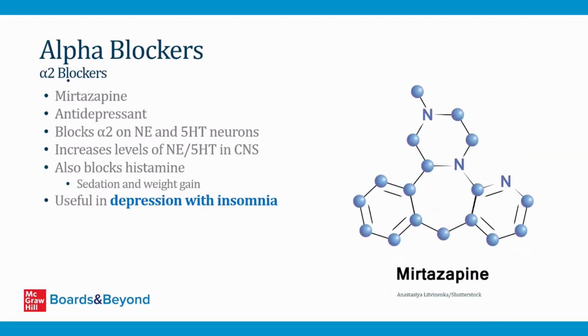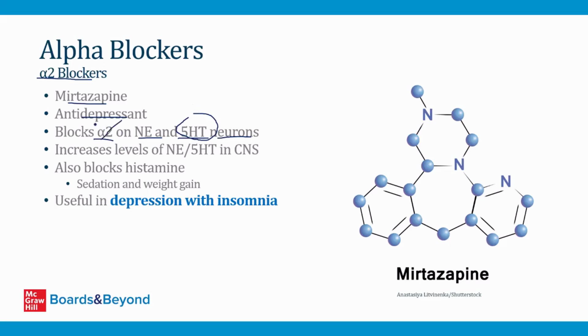And then there's really only one clinically important drug that's an alpha-2 selective blocker. That's mirtazapine, which is an antidepressant. So it blocks alpha-2 receptors on neurons in the central nervous system that release norepinephrine and serotonin, which is also called 5-HT or 5-hydroxytryptamine.